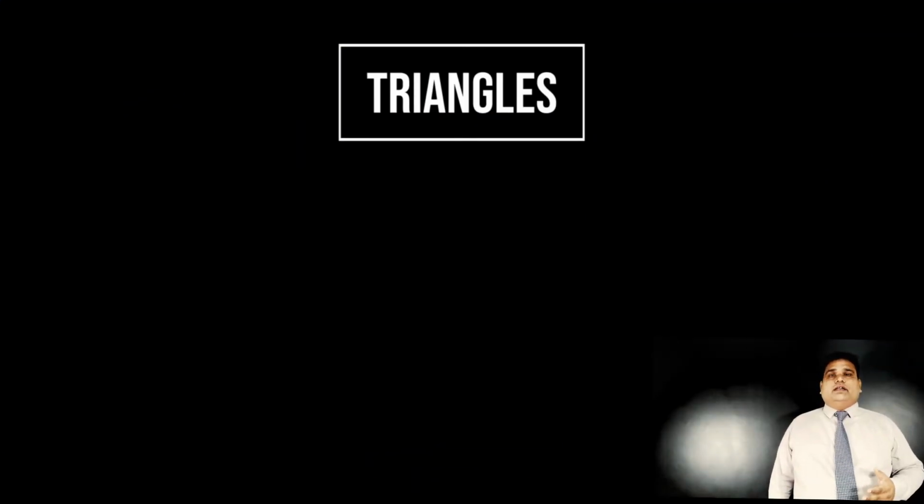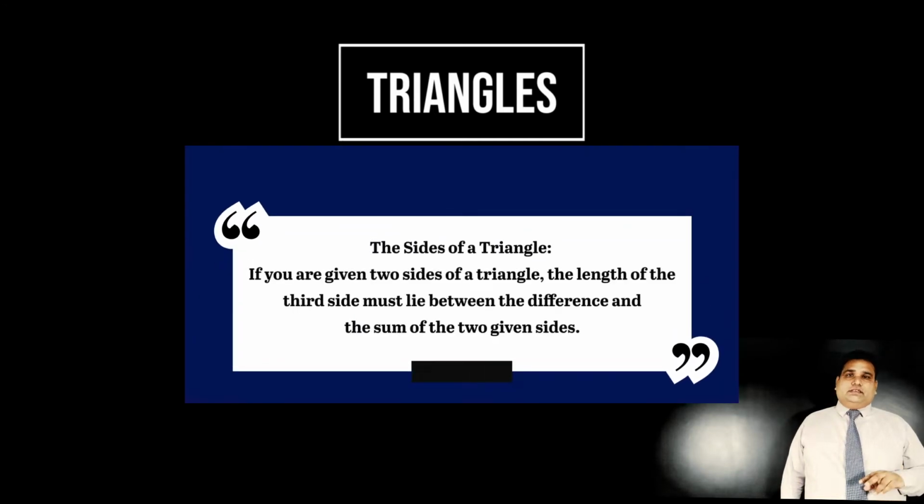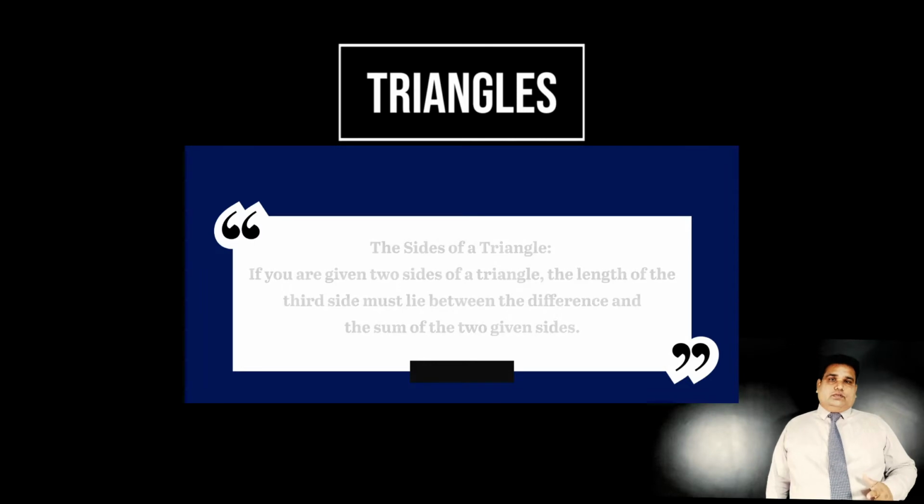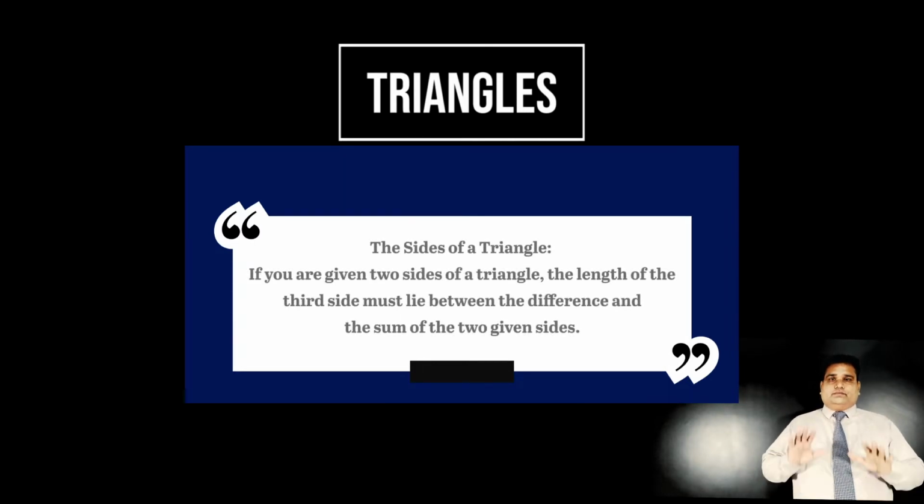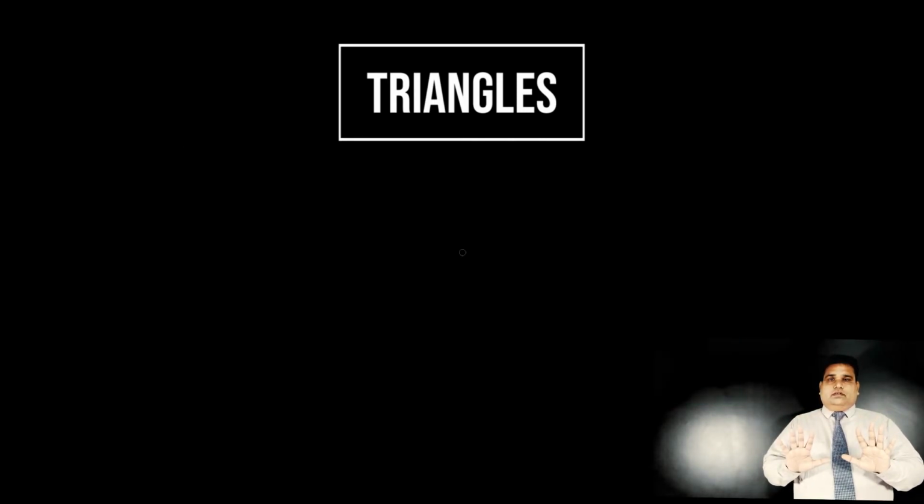Concept number 9 is what? The sides of a triangle. If you are given two sides of a triangle, then the length of the third side must lie between the difference and the sum of the two given sides. It is always.